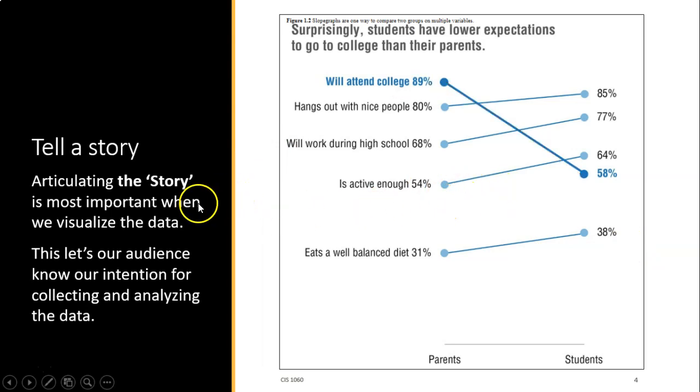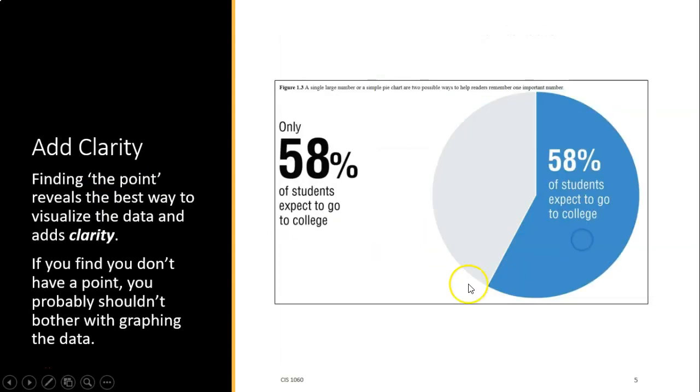Now, the real question, though, is this the story that we really want to tell? So that could be the story that we might want to say, but then wouldn't it be simple just to do something like this? If the story we want to say is that only 58% of students expect to go to college, maybe this is a better way of representing our data.